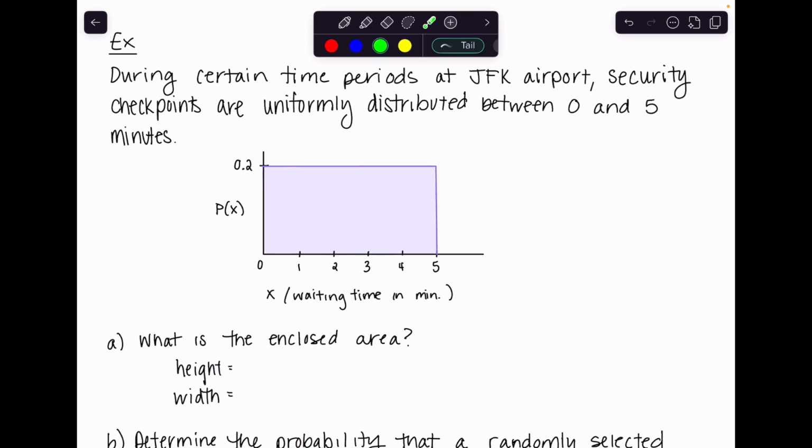It doesn't really matter what you call what, but height we usually consider to the sky, and that height is always going to be 0.2. And then the width goes from 0 to 5, so we subtract the two of them. The width of this rectangle is 5. So my area is we just multiply the two of these together. 0.2 times 5 does indeed give us 1. So that accounts for the 100% probability of waiting between 0 and 5 minutes at JFK.